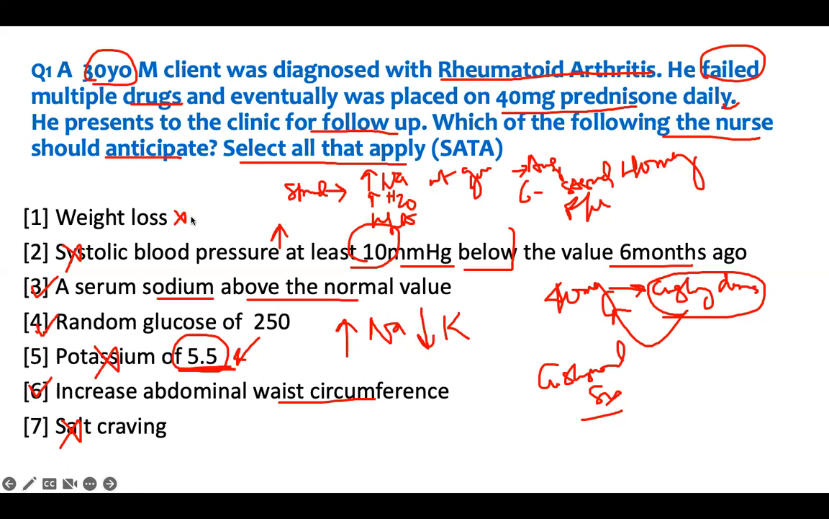And so weight loss, no, weight gain. Blood pressure goes up. Sodium should be above normal. Glucose should be high. Potassium should be low. Central obesity, so there's increase in waist circumference, and they shouldn't be craving salt. They have too much salt on board. And that's how you do a SATA question. I never compare anything. I came up with my plan, and I attack it one by one. I knock them down. You keep on knocking them down. You don't compare them. That's how you do it.